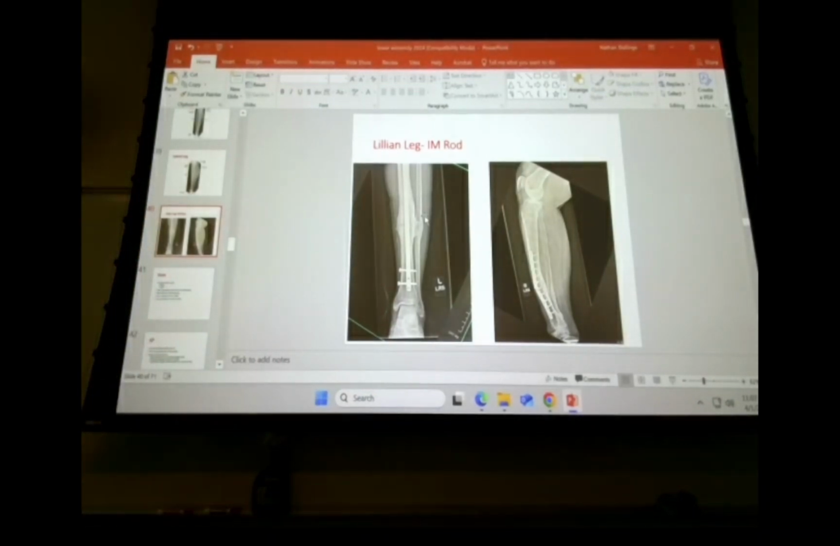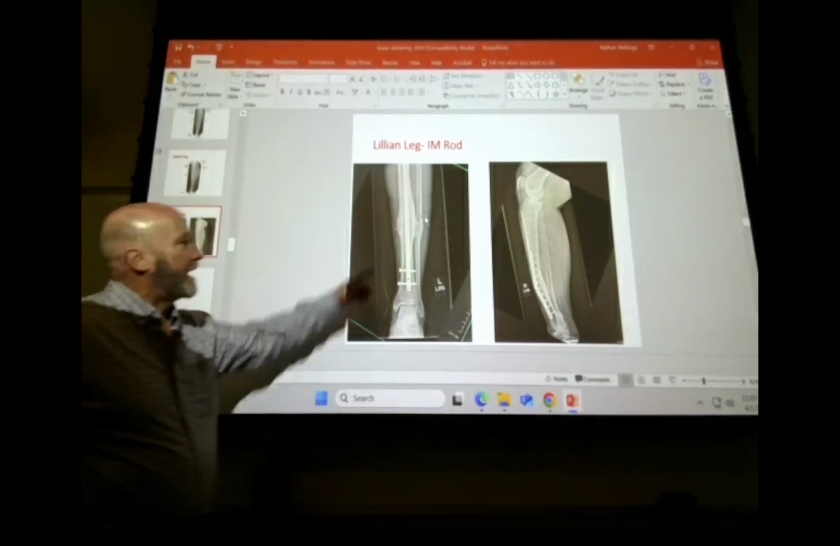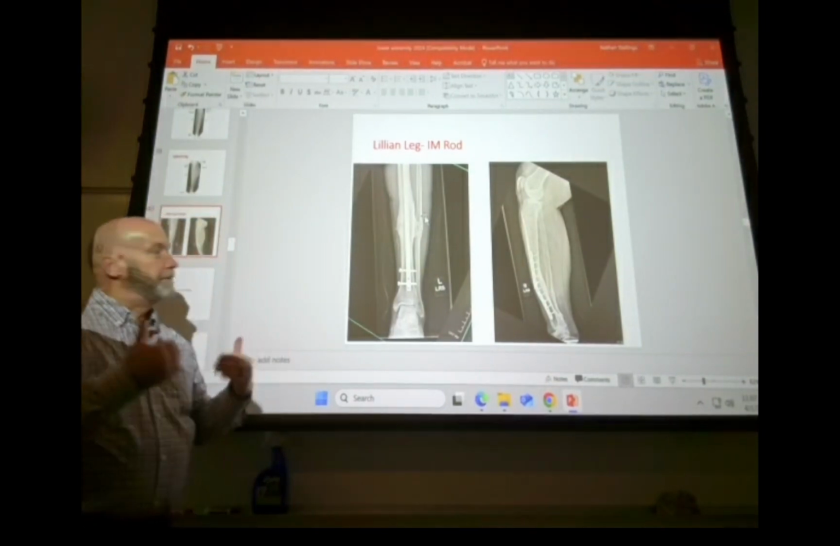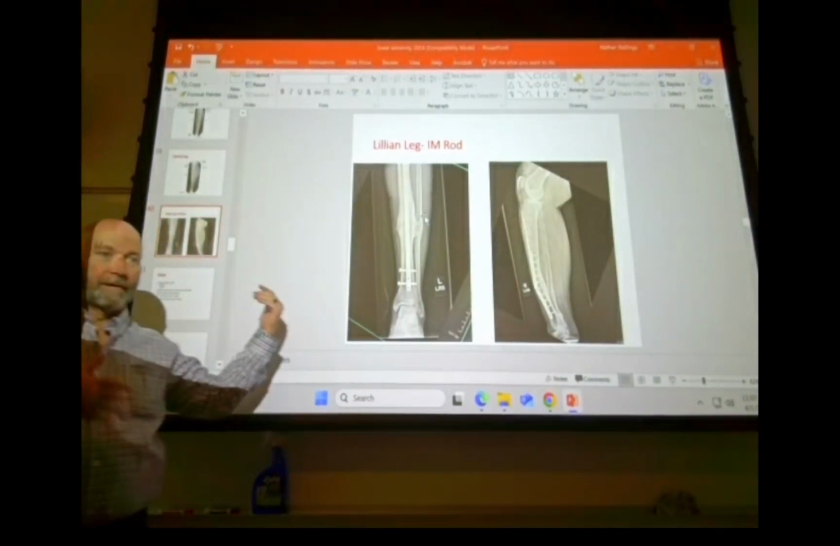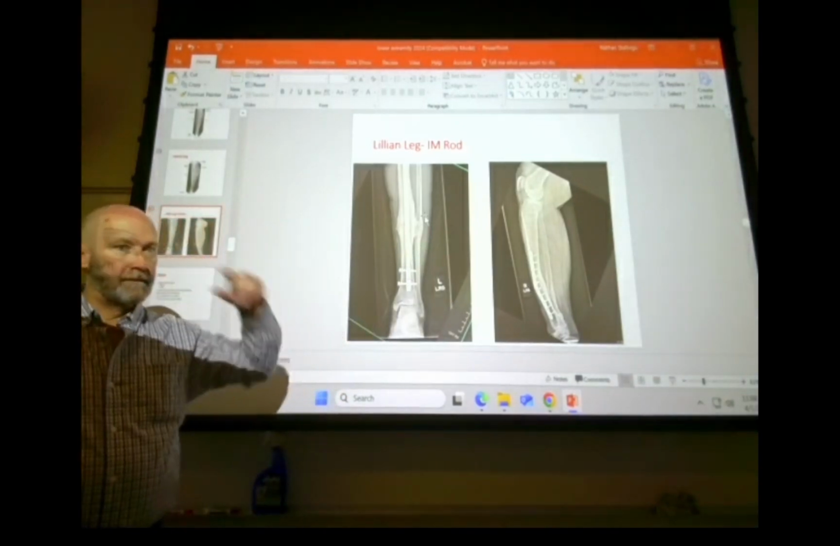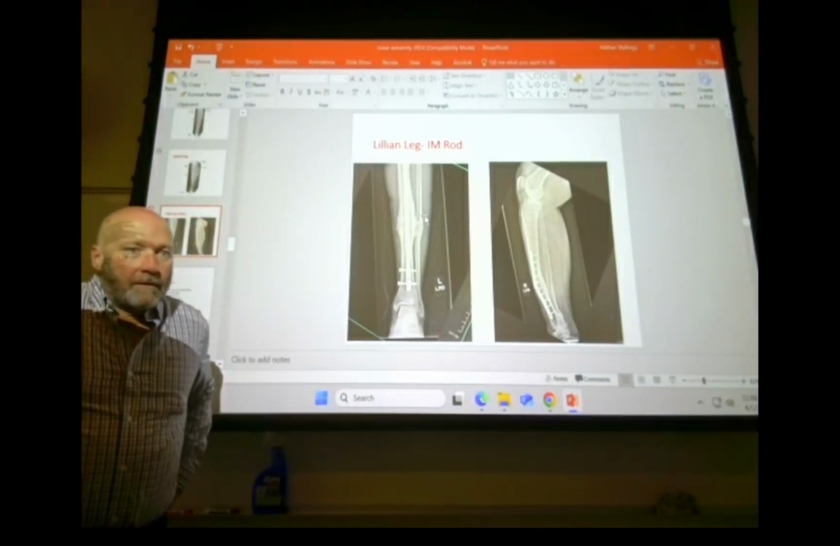The interesting thing about this one is, look at the callus. Looks like it's swallowed up the fibula. It looks like it's fused together. And I wish I could bring up the lateral. Were they? Do you remember? I think they were, because it was.